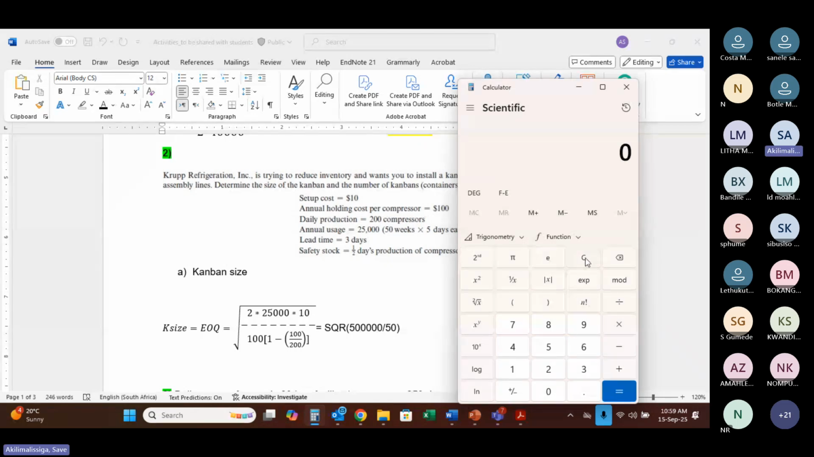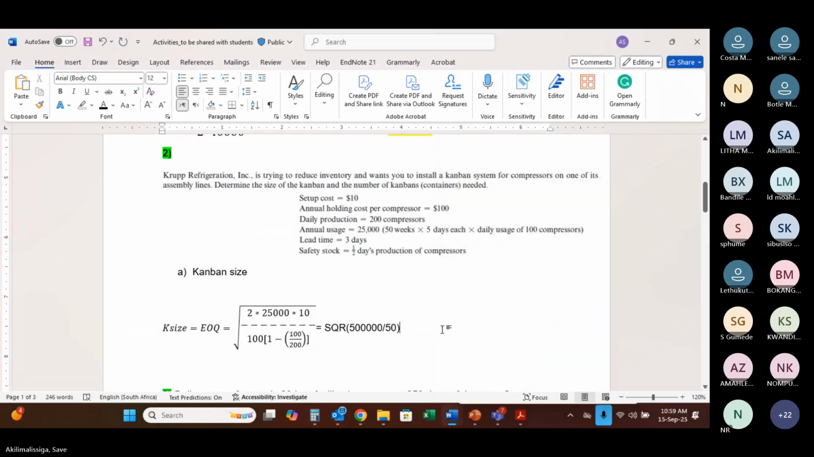Guys, please double check this on your calculators, because now I don't trust the way this thing is. So that is the square root. Let me just do my calculator here. 500,000 divided by 50. So that is 10,000. So square root of 10,000. That is 100. So I don't know why this calculator is giving me 2. So here the value is 100 compressors.